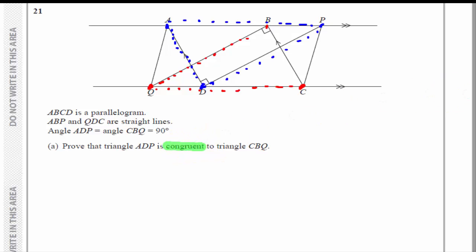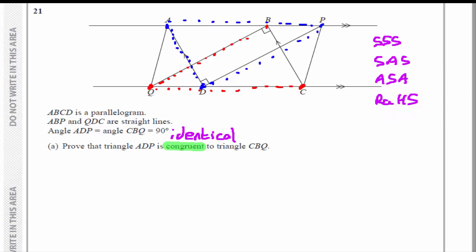Now, if you don't know what the word congruent means, you're going to find the question difficult. Congruent is the maths word for identical. And there are 4 ways of proving that two triangles are identical. You can show that all 3 sides are the same length, side, side, side. You can show that there's a side and an angle followed by another side that are all the same size. An angle followed by a side followed by another angle of the same size, or a right angle, the hypotenuse being the same size, and then another side.